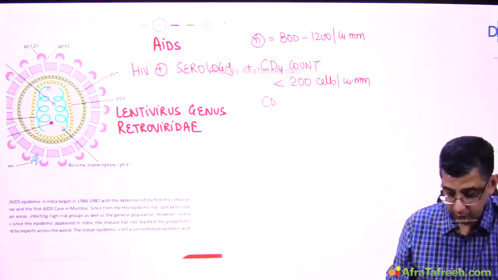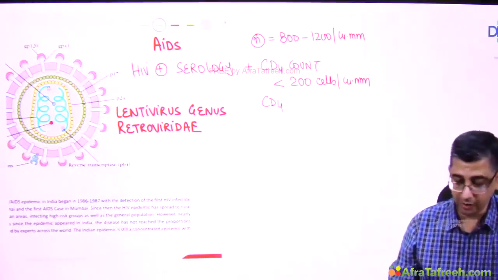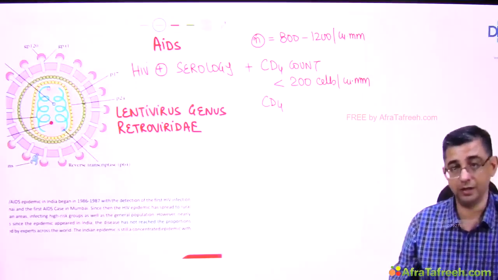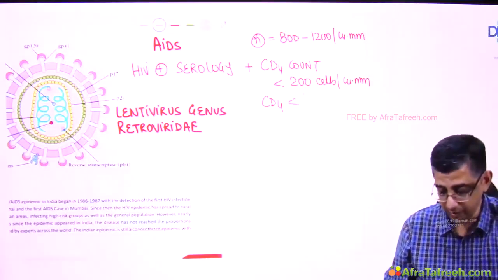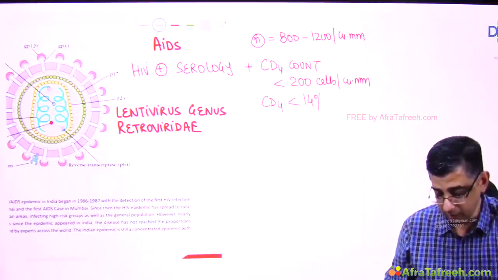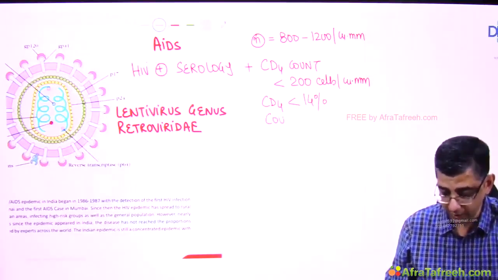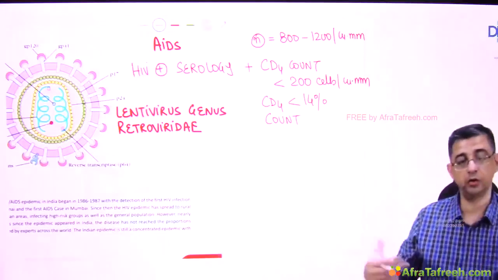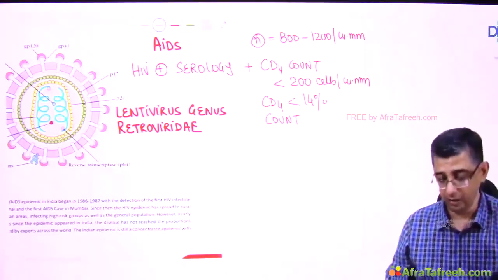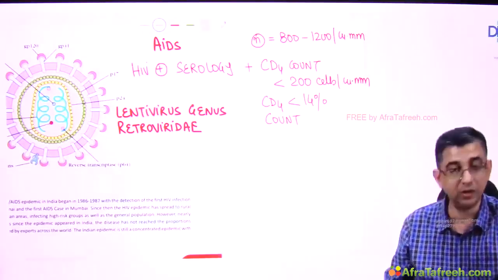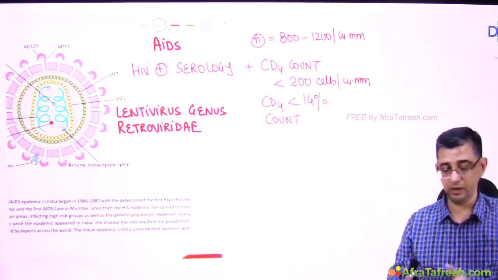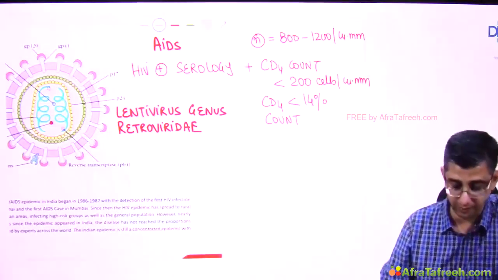In one of the MCQs, what he did was that he did not ask the absolute CD4 count, that is less than 200. He asked it in percentage. So do remember a CD4 count value of less than 14%, expressed as a percentage of the total white blood cells that are counted, would be referred to as AIDS, provided both things are positive, that is, a serology with a CD4 count of less than 14%.